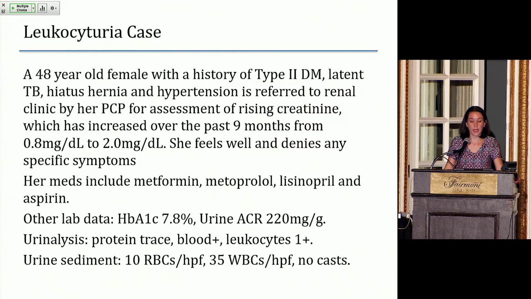Okay, so to talk about a case. This is a 48-year-old female with a history of type 2 diabetes, latent TB, hiatus hernia, and hypertension. She's referred to the renal clinic by her primary for assessment of a rising creatinine, which over the past 9 months has gone from 0.8 to 2 milligrams per deciliter, and she feels perfectly well. She's taking metformin, metoprolol, lisinopril, and aspirin. In terms of her labs, her A1C is 7.8%, and her albumin to creatinine ratio is 220 milligrams. On her UA, she has trace protein, 1 plus blood and 1 plus leuks. And on her sediment, you see 10 red cells per high-powered field, 35 white cells per high-powered field, and no casts.